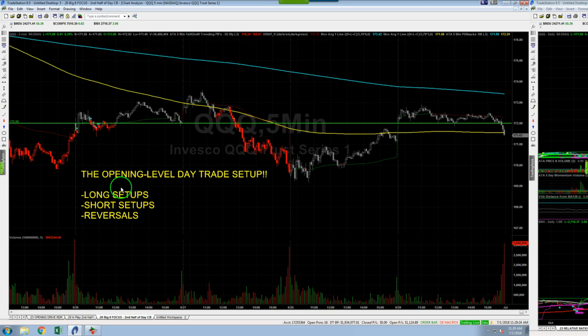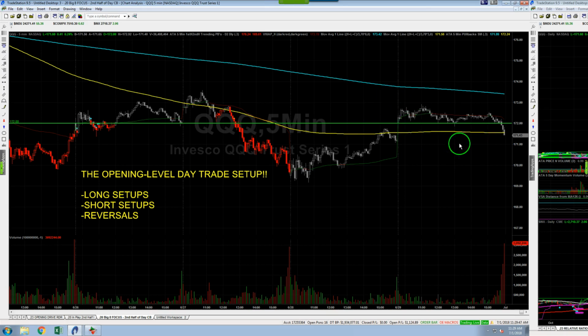So something that I've been doing as of late, guys, is putting a lot of focus on what I call the opening level. And we're going to look at the Qs over here. This is this most recent Friday. And the opening level, guys, is essentially the price that the stock or the index, whatever you're looking at, opened at. And that's the whole basis of this, guys, is that we're focusing on the opening level.